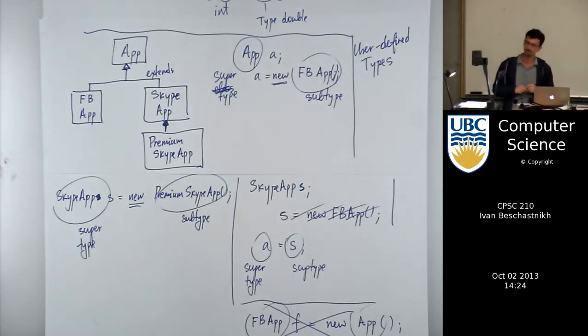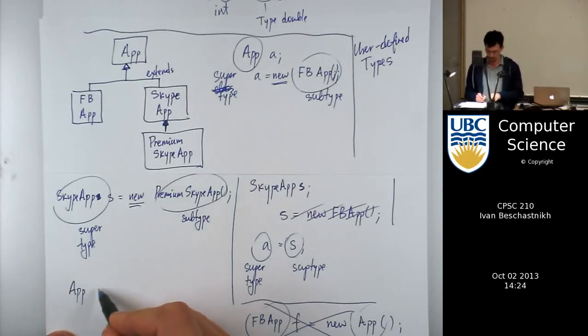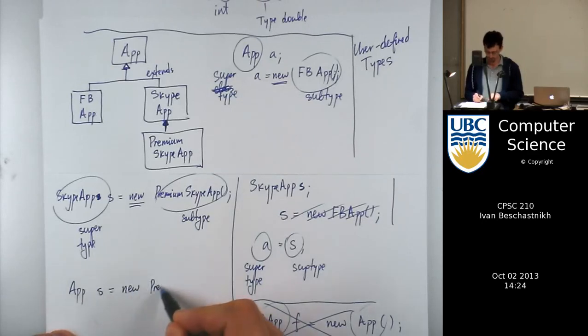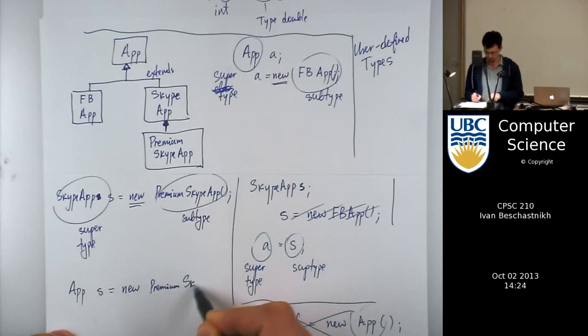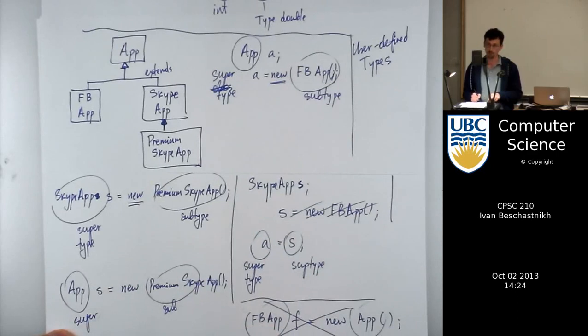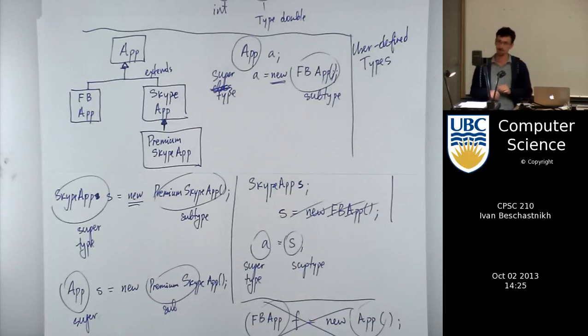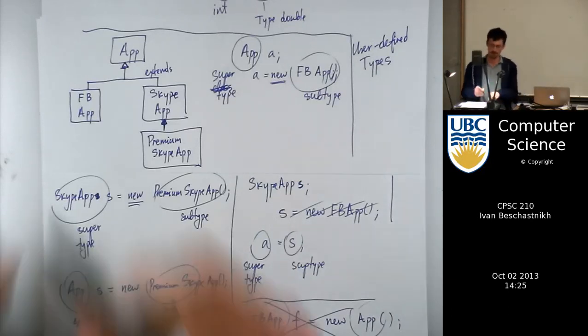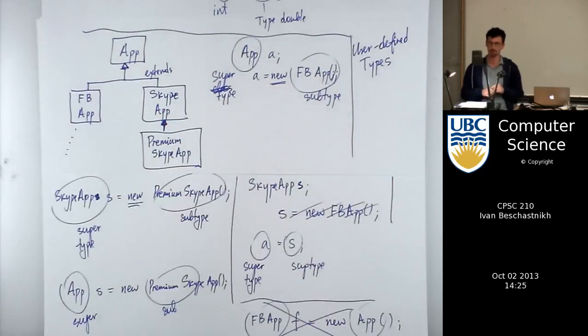So you could have app S is equal to new premium Skype app. Yes, you can, because this is super and this is sub. How many levels there are doesn't matter. That's right. So this could keep extending FB app as many times as I want.